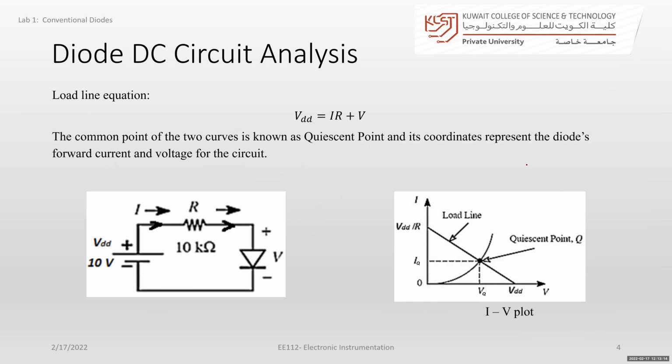So if I have this circuit, can anyone apply KVL on it? Very easy circuit. Can anyone apply KVL on this? So minus 10, plus IR, plus 0.7, equals 0. And then minus 10 plus 0.7 equals IR.